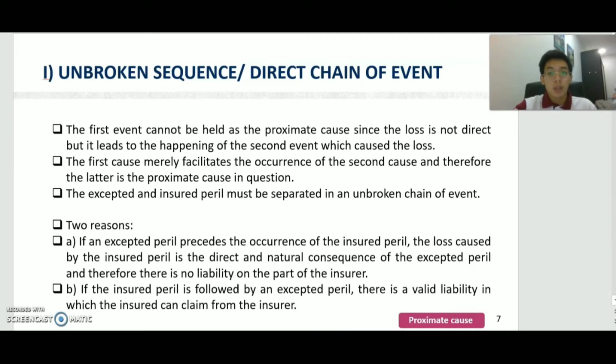So in an unbroken chain of event, the accepted peril and the insured peril must be separated. There are two reasons behind this. The first, if an accepted peril happens before the occurrence of the insured peril, the loss caused by the insured peril is the direct and natural consequence of the accepted peril. Therefore, there is no liability on the part of the insurer. The second, if the insured peril is followed by an accepted peril, there is a valid liability in which the insured can claim from the insurer for the loss which he suffered.